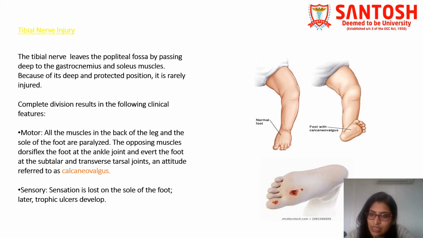If the sensory part is involved, the sensation is lost on the sole of the foot. Since there will be no sensation, the person will not be able to appreciate injuries, and eventually trophic ulcers will develop, which you can see in these diagrams.